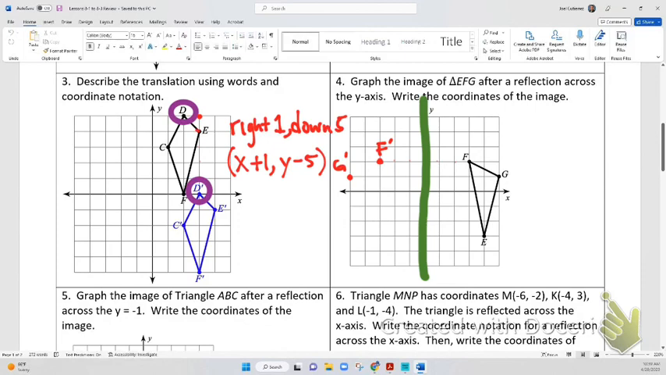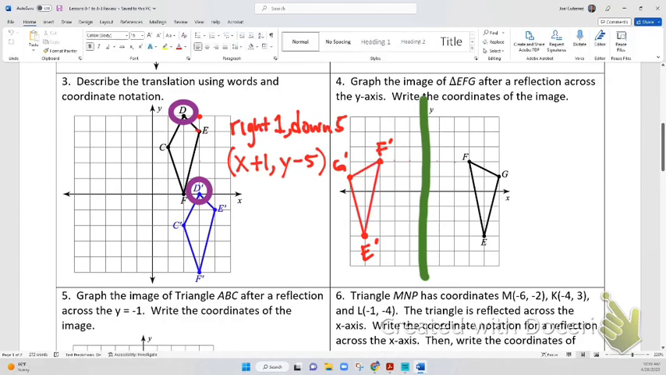Make sure you put primes on these. For the E, it's 4 spaces to the right, so the opposite is 4 spaces to the left. It will now be over here. We call that E prime.